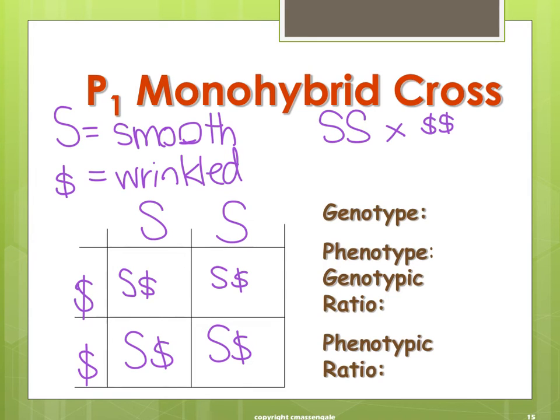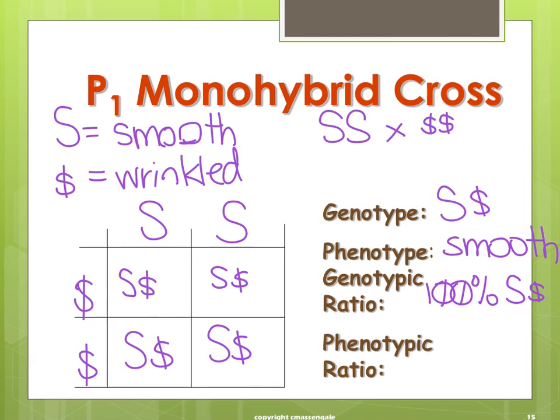What are our possible genotypes here? Capital S, lowercase s. Big S, little s. Very good. What's our possible phenotype? Smooth. They're all smooth. You know it. What's our genotypic ratio? Let's use a percentage here because it's easier. 100% what? You have to tell me what. That's not a genotype. 100% big S, little s. Very good. How about the phenotype? Now it's 100% smooth.